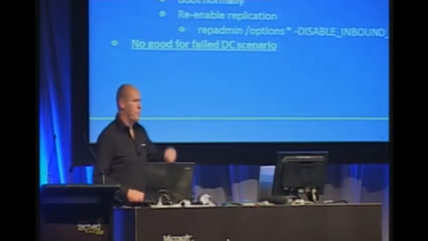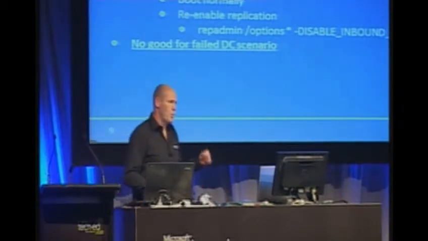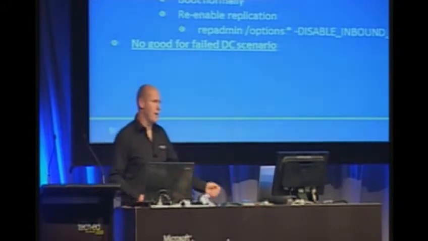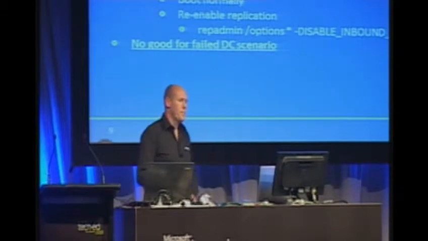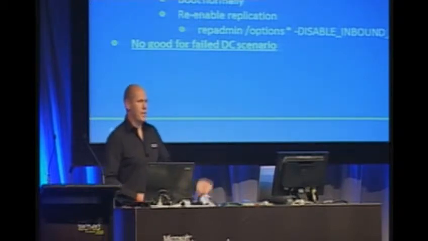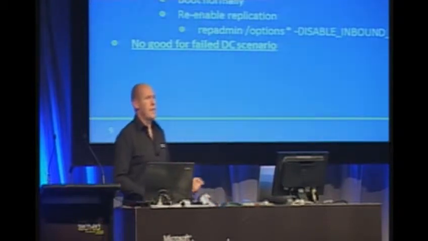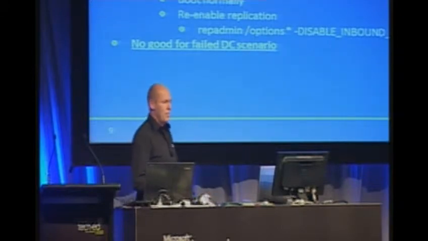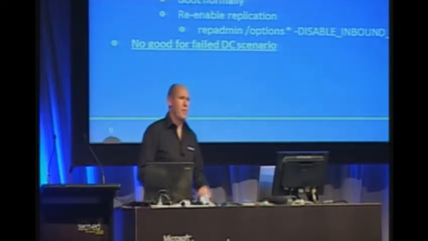Then typically you would, at this point, boot to directory services restore mode to restore the system state from backup. You could also do a bare metal restore of the system partition or the partitions that contain your AD files. Then you have to boot into DSRM again, launch the NTDS utility, mark the objects you want to recover as authoritative, then boot normally again, and then re-enable the replication. So it's a bit of a fiddle.